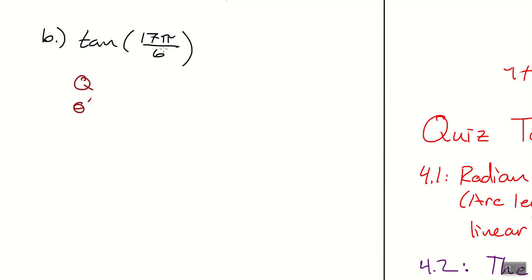This angle's strange. How come? It's more than a circle. Could you tell me how much more of a circle it is? Like, I know there's how many radians in a full circle? 2 pi. What if I wanted it over 6? Here's my 2 pi, right? 12 pi over 6. Plus how much more?